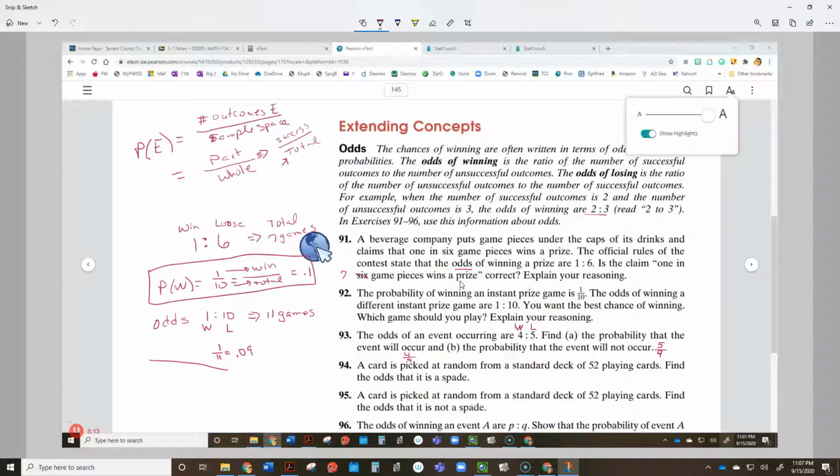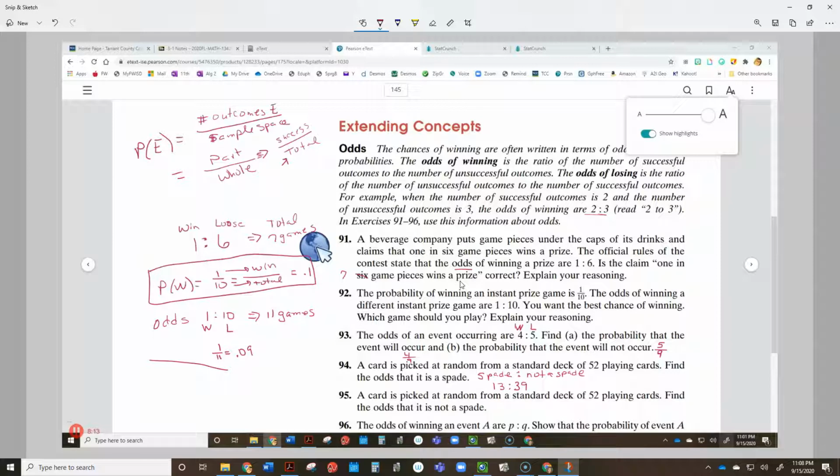A card picked at random from a standard deck of 52 playing cards, find the odds that it is a spade. So odds means you're going to compare the fact that it's a spade to the fact that it's not a spade. Again, you're comparing an event to its complement, not an event to the total sample space. So how many spades are there? 13. How many cards are not spades? 52 minus 13, 39. So that's the odds.